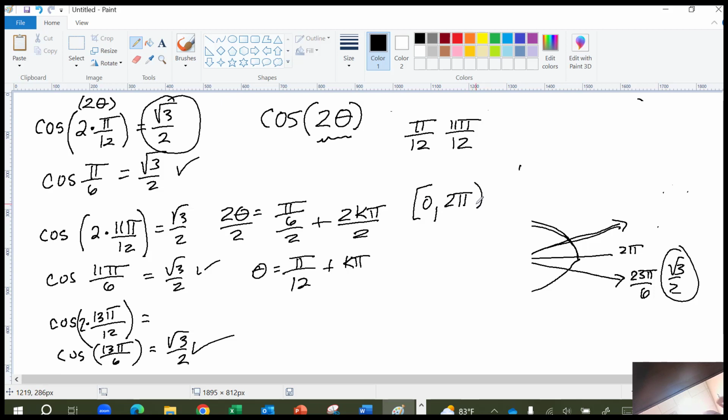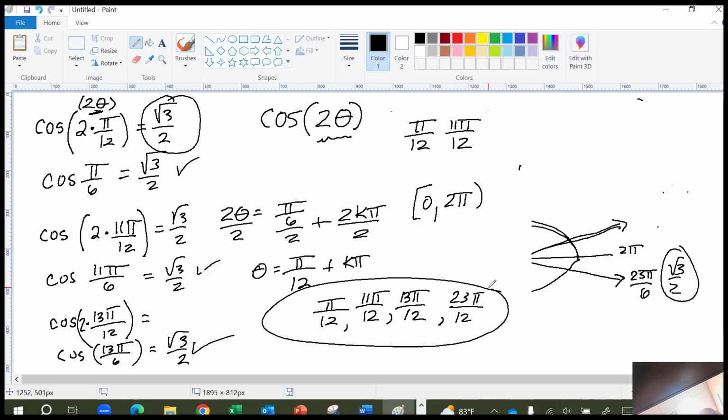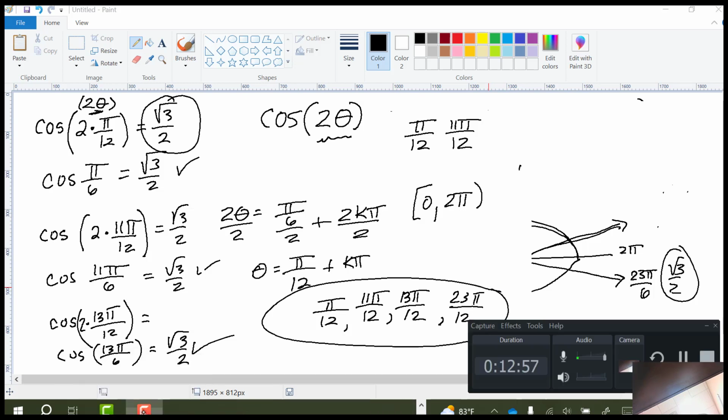So the final answers for that one, pi over 12, which we got, 11 pi over 12, which we got, and with this solution, we also know that 13 pi over 12, because when you twice it, will be a solution, and 23 pi over 12 will also be a solution. So I hope this helps, and we'll definitely do a few more of these in class on Tuesday.